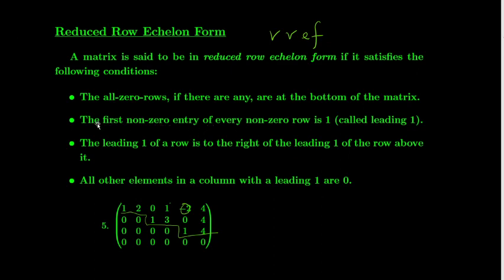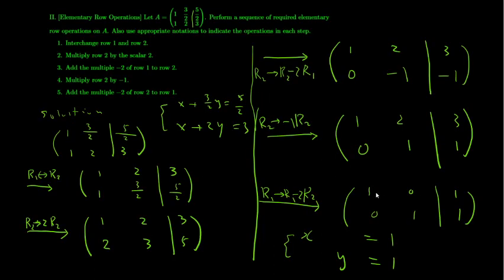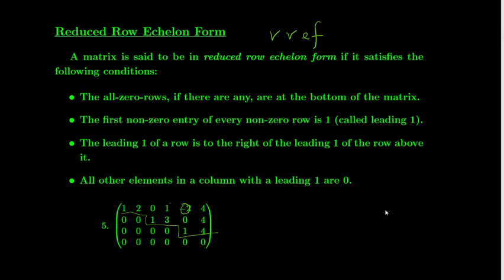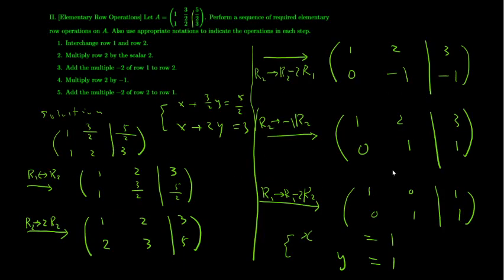The second condition says the first non-zero entry of every non-zero row is 1. That's the leading one of row 1. That's the leading one of row 2. Right. Condition 3 means the leading ones are in echelon, are in steps. You see, leading ones are in steps, right? So the leading one of row 2 is to the right of the leading one of row 1. I'm pretty sure you can remember the meaning of the last condition.